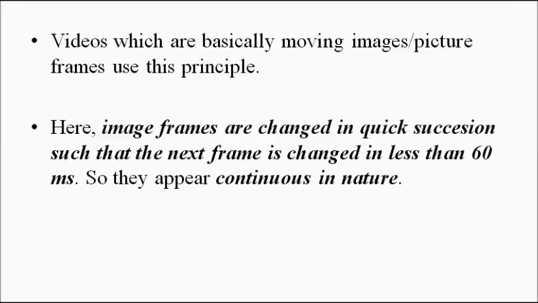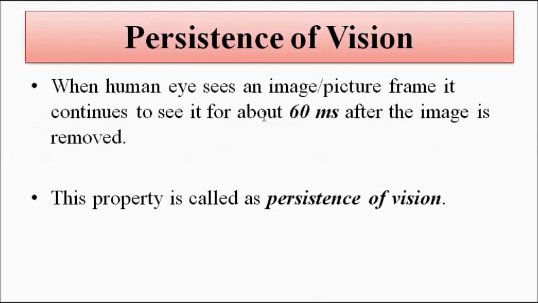Videos, which are basically moving images or pictures, exploit this property of persistence of vision. When image frames are changed in quick succession, and the next frame is changed in less than 60 milliseconds, we feel that we are seeing a moving picture. The video is basically moving images changed very fast, taking into account persistence of vision. It should be less than 60 milliseconds.